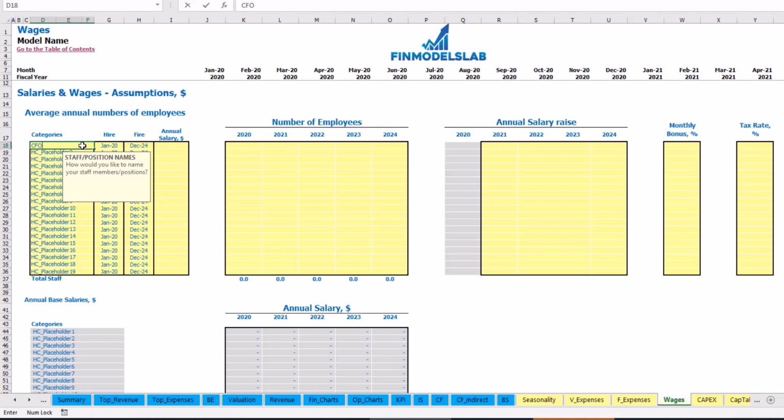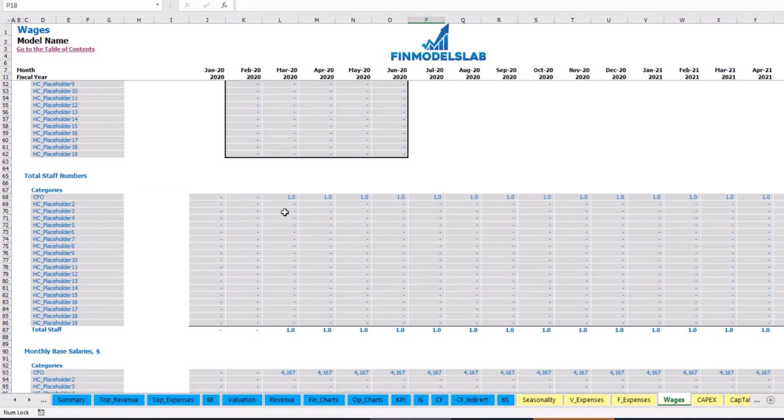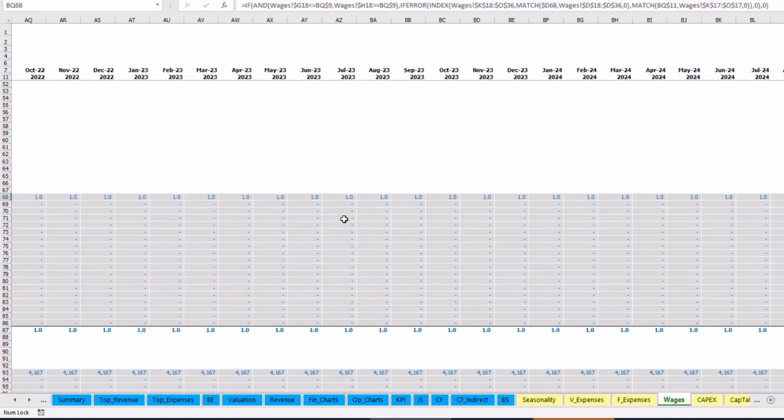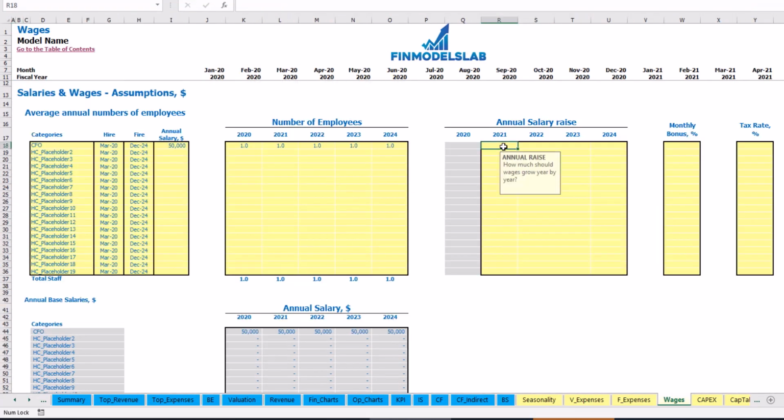Let it be CFO, which you are going to hire in March 20. You are not going to fire him, so the fire date will be December 24. Annual salary can be $50,000, and this will be one CFO over the time. So you may see one CFO, which is one headcount, starting from March till the end of the model, which is December 24. Also you can input 5% of salary growth rate.